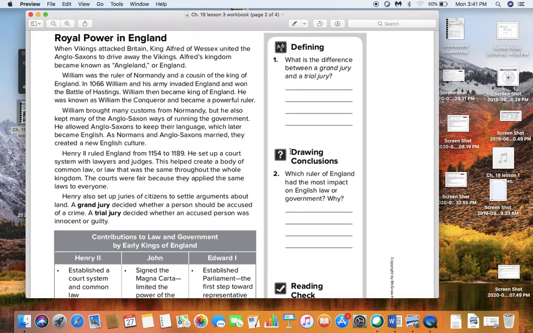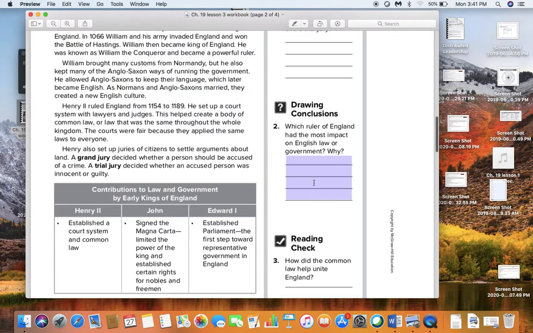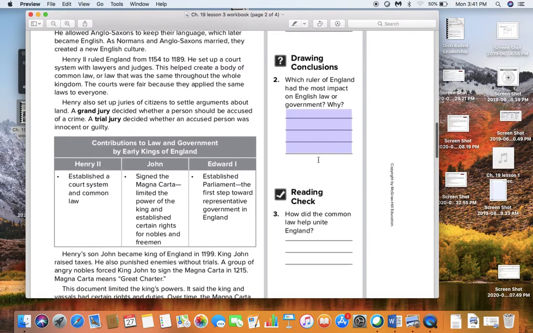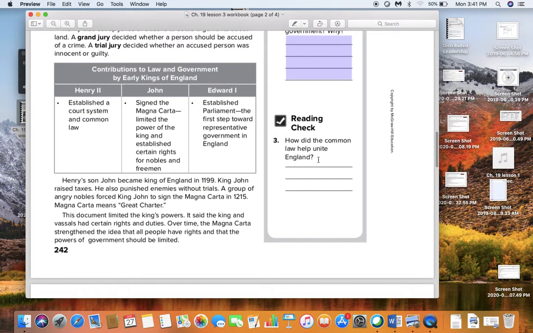Question number 1. What is the difference between a grand jury and a trial jury? A grand jury, you should have written down, decides whether a person should be accused of a crime, and a trial jury decides whether an accused person was innocent or guilty. Question number 2. Which ruler of England had the most impact on English laws or government, and why? That would be Henry II because he set up a court system with lawyers and judges. This helped create a body of common law, a law that was the same throughout the whole kingdom. Question number 3. How did the common law help unite England? By applying the same laws to everyone.